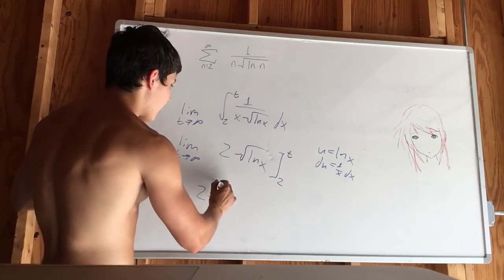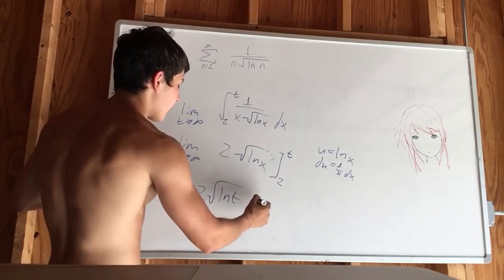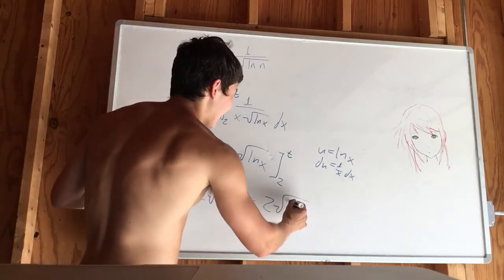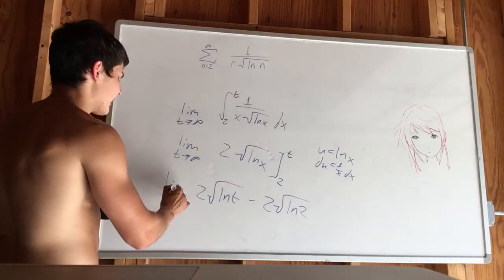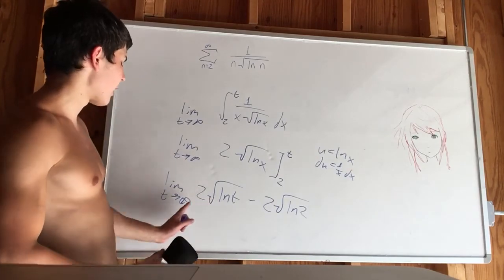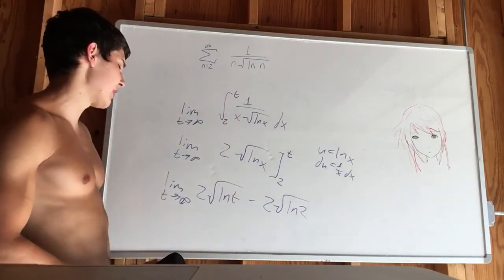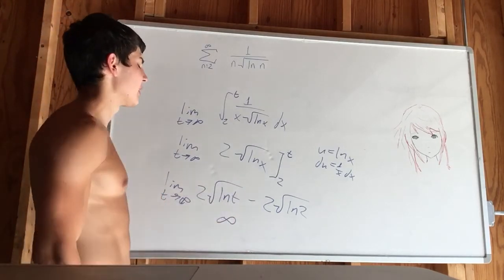So the upper part is going to look like this. We make our t into our x, and then we subtract 2 root natural log of 2. And we're taking the limit as t approaches infinity. So now we can plug our infinity into here, and this is going to be infinity, and that's just a constant, it's just a number. Infinity minus some number is just infinity, so this diverges.